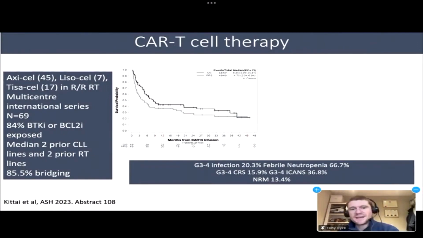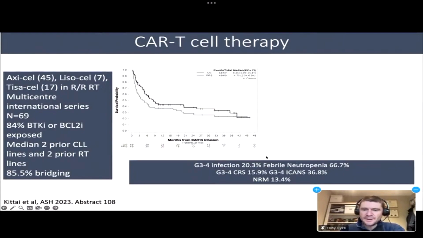Now you can see here that there are some durable remissions. This is going out to sort of 3 years follow-up here. Some patients, maybe 20-25% of patients in a long-term remission, but very few patients here sort of at risk from a Kaplan-Meier curve point of view.